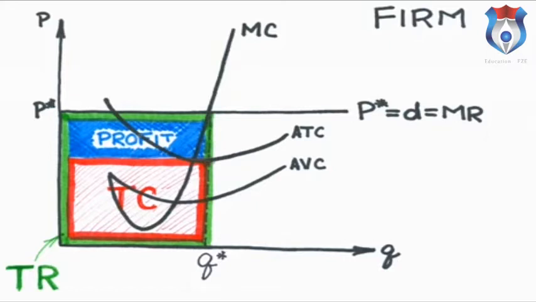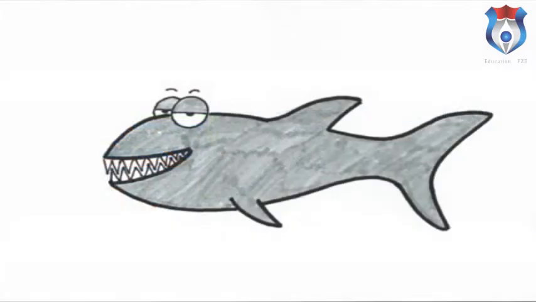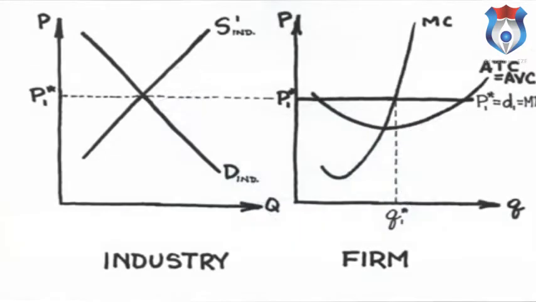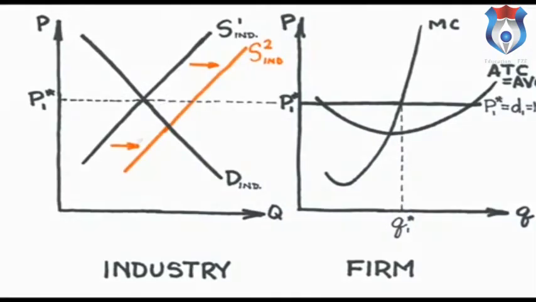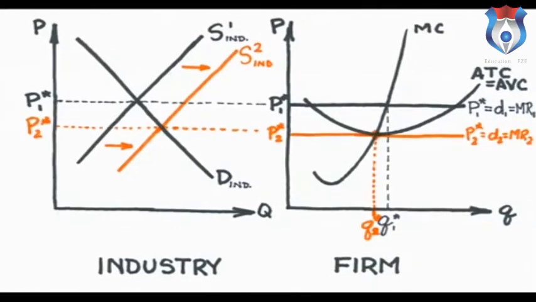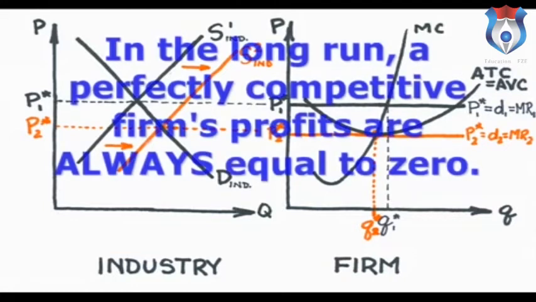Why do I say in the short run? Because those short-run profits attract the sharks. Other outside firms see the profits and enter the industry to set up shop. This causes industry supply to increase, driving the price downward. In the end, the entry only stops when there are no more profits to attract the sharks, until price is equal to average total cost and the firms just break even. In the long run, a perfectly competitive firm's profits are always equal to zero.